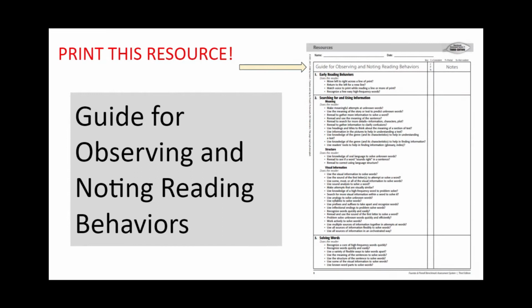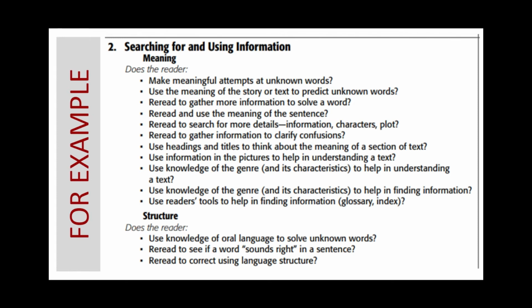Now, in order to start the analysis process, it's great to utilize this resource. In your resource folder, please feel free to print this. It's a guide for observing and noting reading behaviors. Section 2 includes meaning, structure, and visual information, which is where during our training, we requested some additional information. These guiding questions will help to determine if, as we read up to that scholar's error, did meaning make the biggest impact? Did structure influence that error? Or did visual information influence that error?